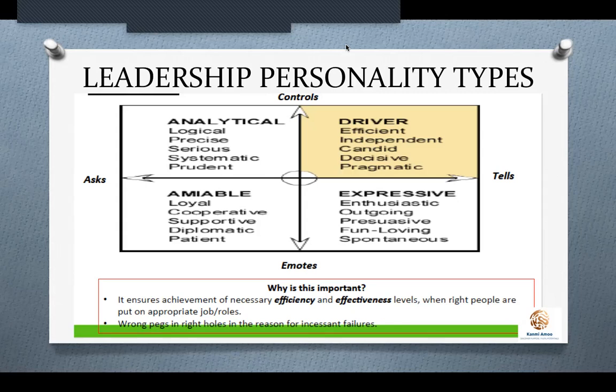And on the axis of asking or telling, asking means you want to involve other people. Before you make decisions, you want to carry other people along. On the axis of those who are asking, you have the amiable and the analytical. But on the axis of telling, commanding, giving directives, you have more of the drivers and the expressive. That's how it operates here. I just explained this diagram.